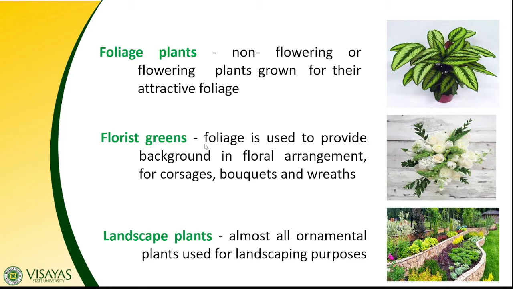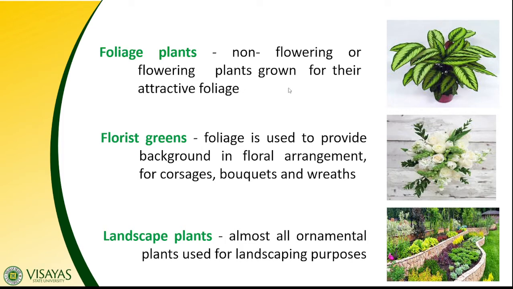The forest greens, on the other hand, are also grown for their foliage, but are used to provide background in floral arrangements, for corsage making, bouquets, and wreaths. A very good example here are the ferns and also lycopodium, pea plant, asparagus, and many others.